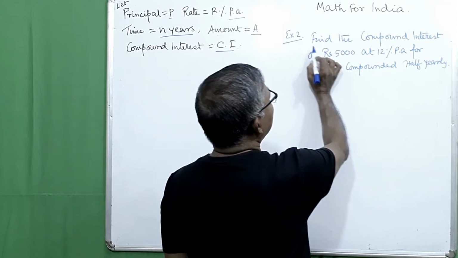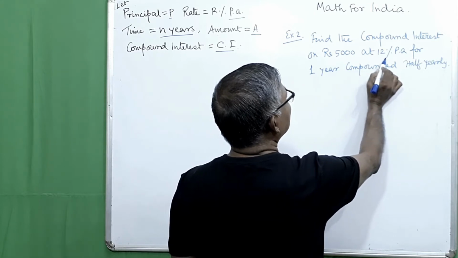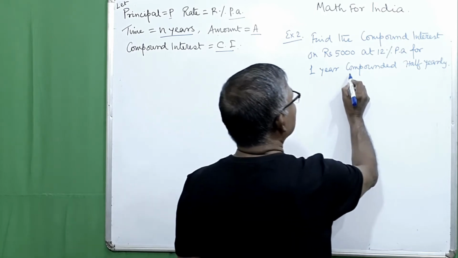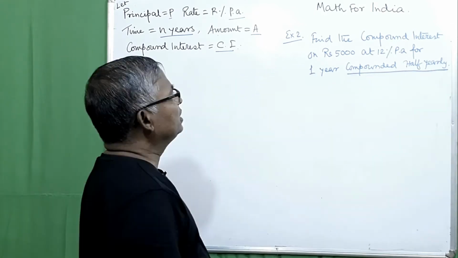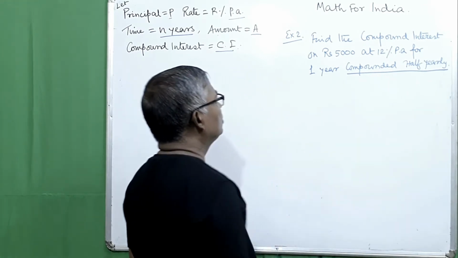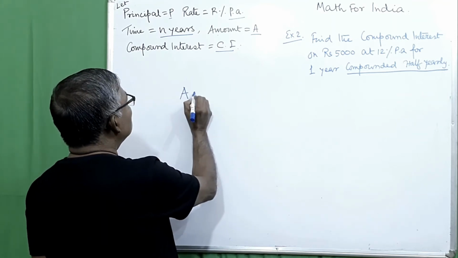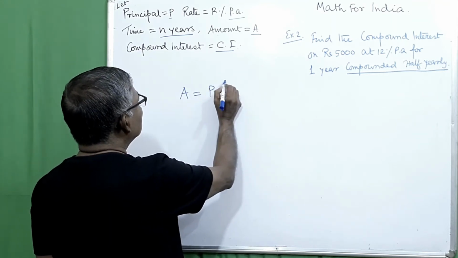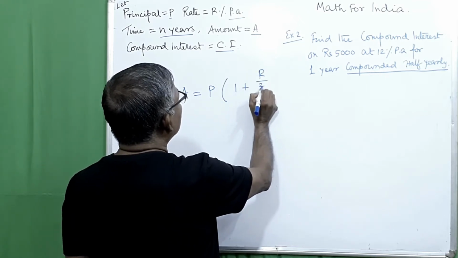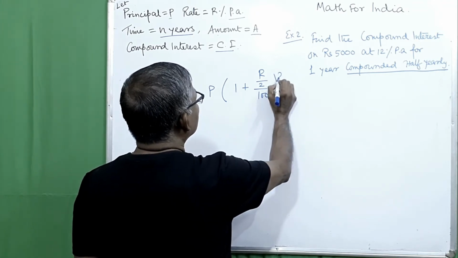Let us consider the problem. Find the compound interest on rupees 5,000 at 12% per annum for 1 year, compounded half yearly. Here interest is compounded half yearly. So we know the formula A equals P into (1 plus (R by 2) by 100) whole to the power 2n.